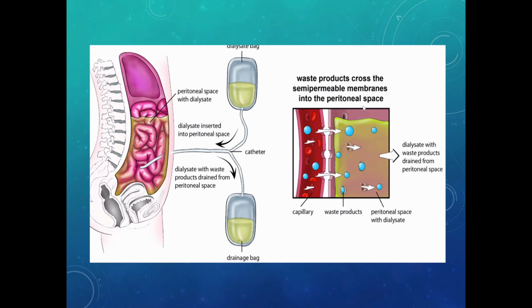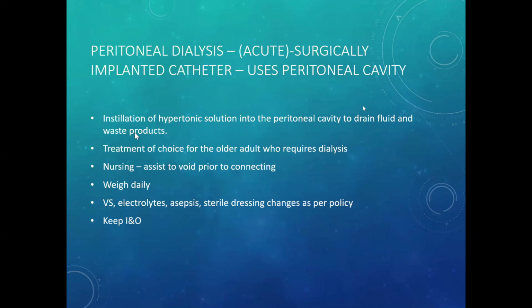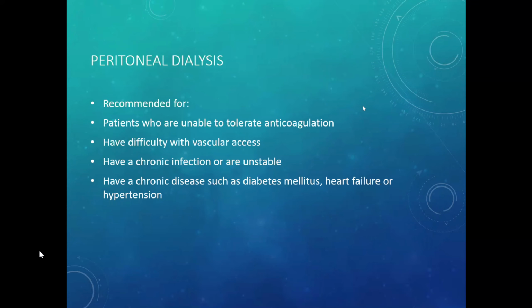But imagine this is every single day. This is not 3 or 4 times a week, 3 times a week like chemo. It's every day the patient has to do this. So it's a lot to manage. So not everybody can manage this. So the hypertonic solution is instilled into the cavity to drain fluid and waste products. Treatment of choice for the older adult because they don't tolerate hemodialysis quite as well. Weigh the patient daily, that doesn't change. Sterile dressing changes around that catheter site itself. Surgical asepsis because we're worried about infection, and taking out what is important for this patient.